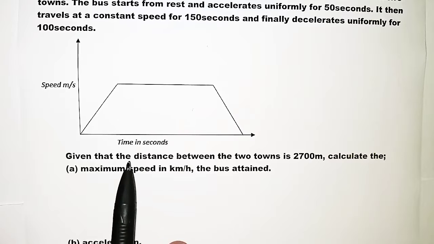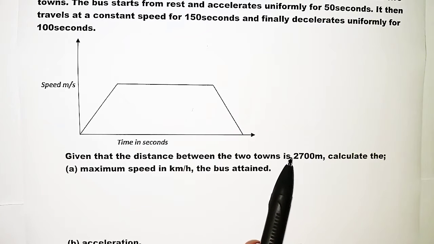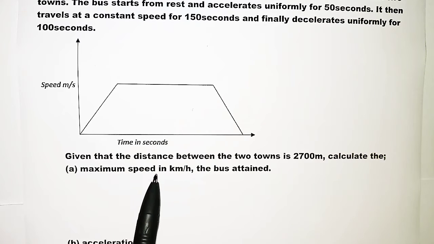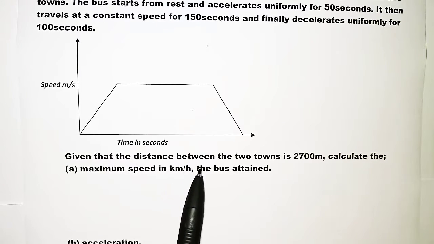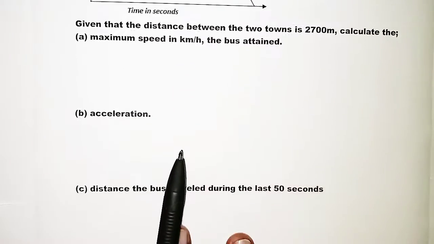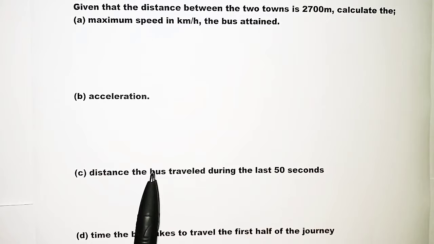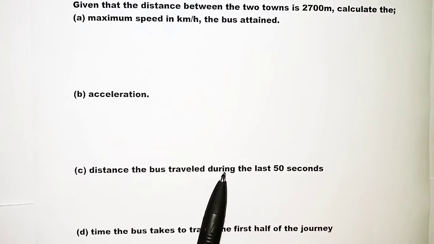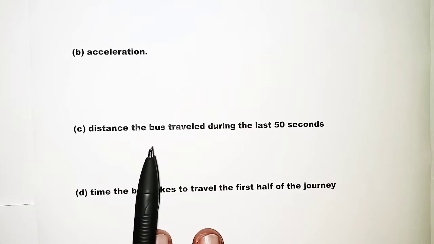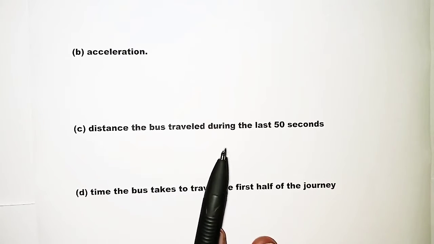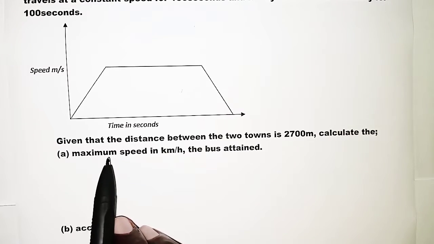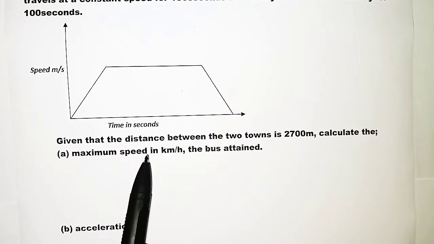Given that the distance between the two towns is 2,700 meters, in part A, calculate the maximum speed in kilometers per hour the bus attained. In part B, the acceleration. Part C, the distance the bus traveled during the last 50 seconds. And D, the time the bus takes to travel the first half of the journey. To begin with, we want to determine the maximum speed in kilometers per hour.